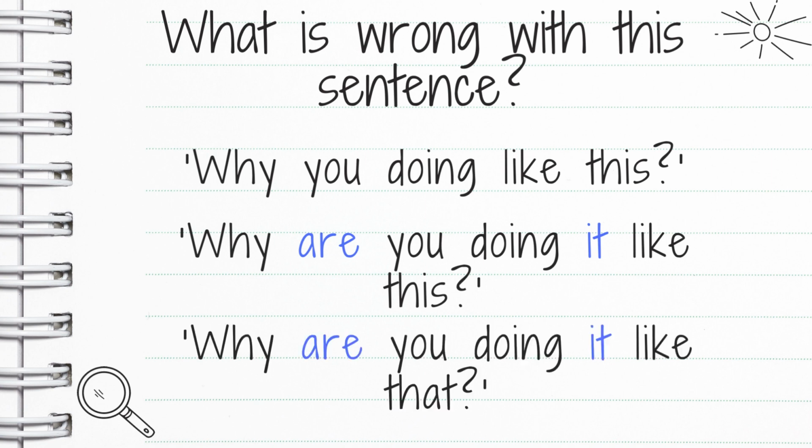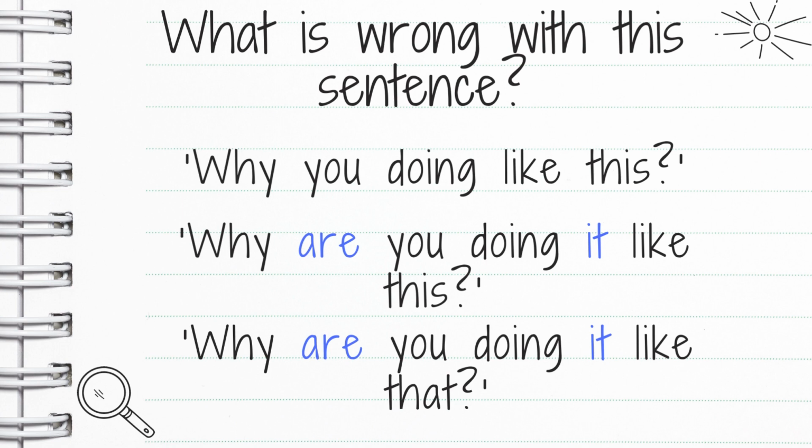Or you could also say, why are you doing it like that? So when you say, why are you doing it like this? You would use this if you're copying the motion. For example, why are you doing it like this? And you're stirring. Maybe you're copying the motion of someone stirring the pot.